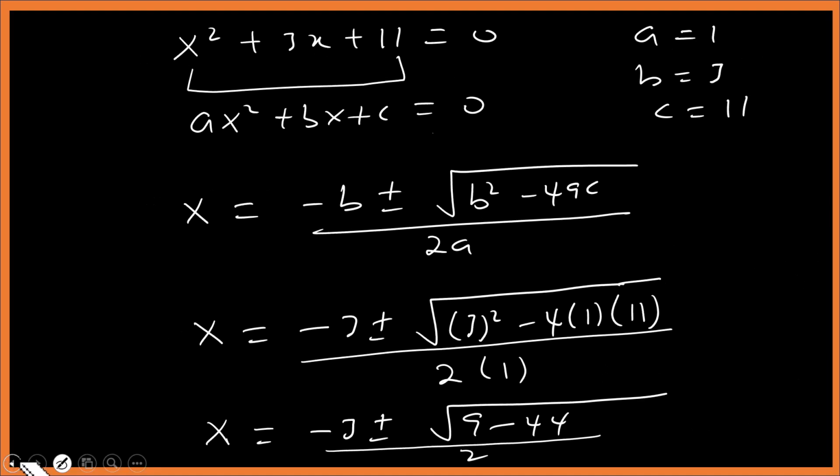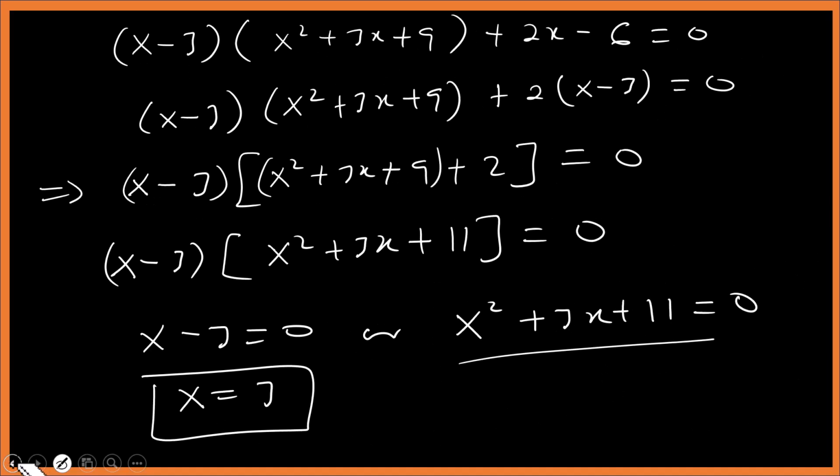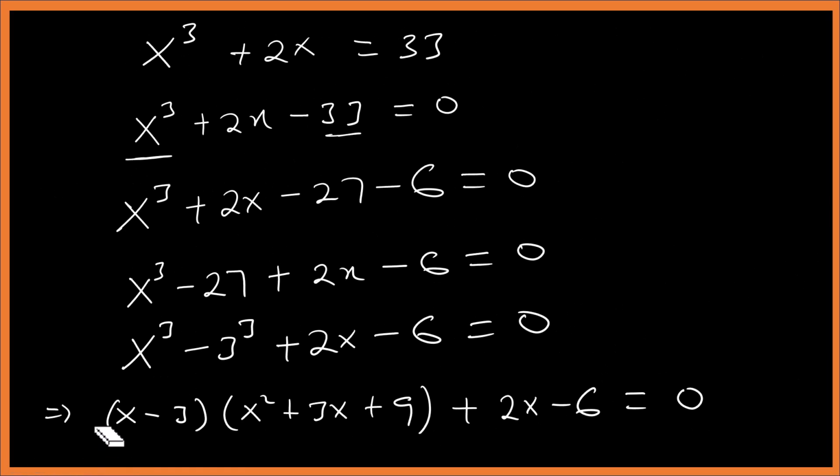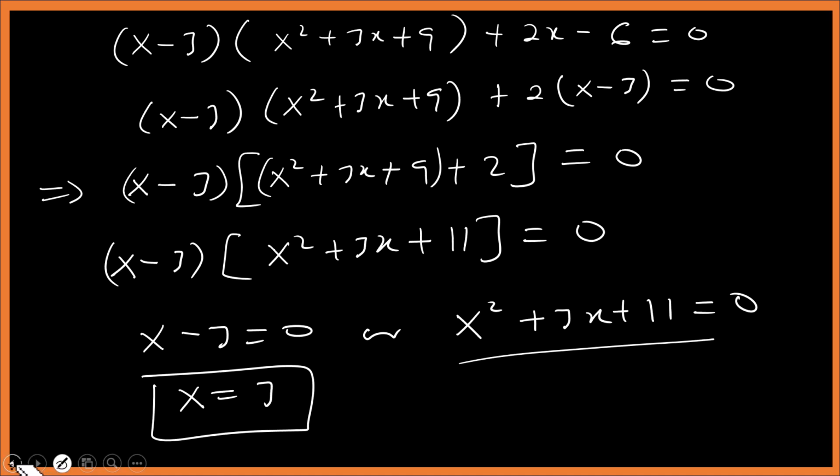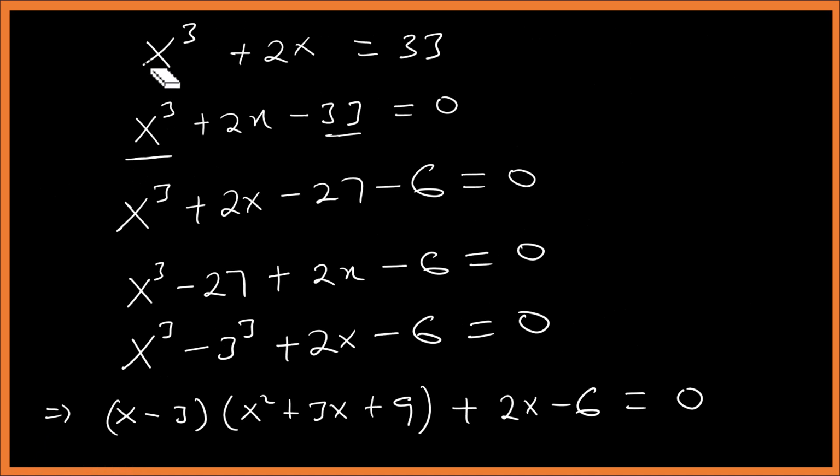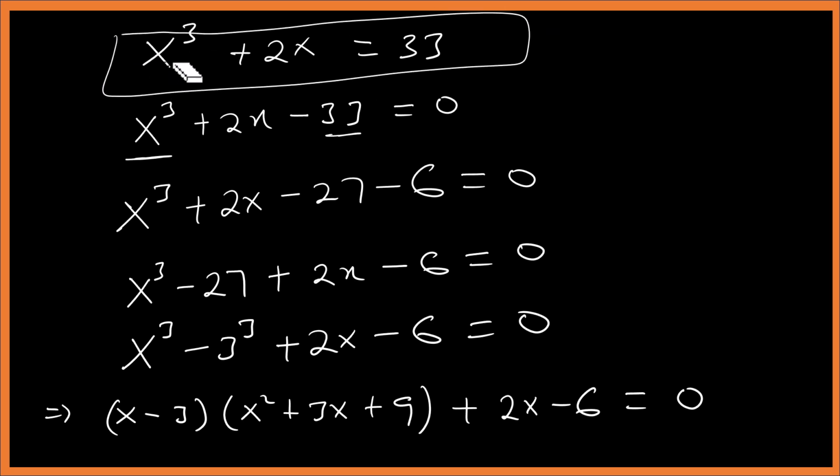Alright, so let's go back to the question and verify. Now we have one real solution, so x equals 3. Let's plug in 3 here. So this side will be 3 cubed, 27. Then you put 3 here to be 6. 27 plus 6 will be 33. Alright, so as simple as that.